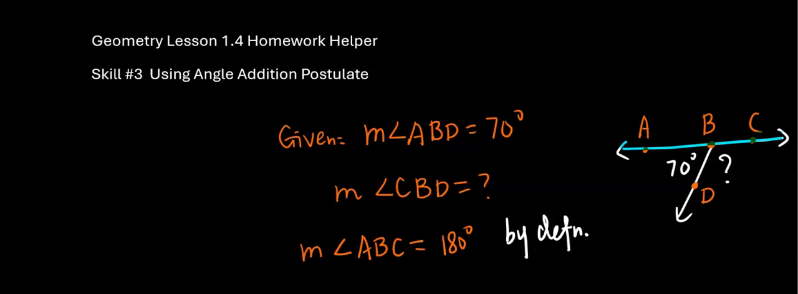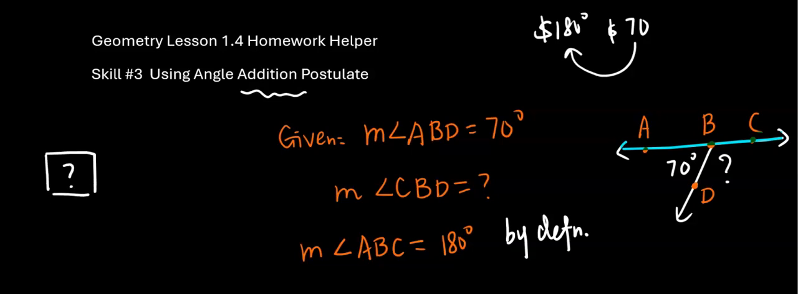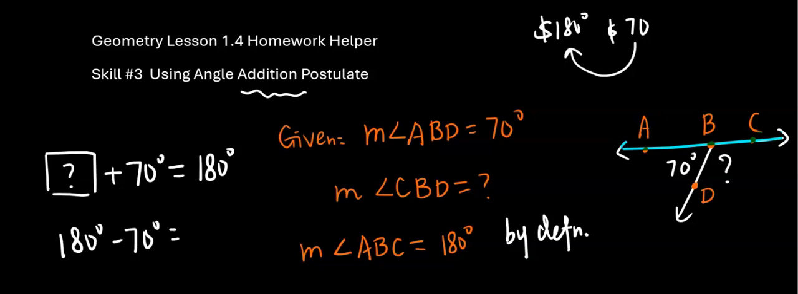Now, think about it. If you have $180 and your brother or sister, your siblings, spend 70, how much do you have left for yourself? Okay, you simply do a one-step subtraction. Or you can think about using addition. Why? Because how much, I don't know, add 70 is the total amount we two can spend. Or you can think about simply minus. Either way, you are using angle addition postulate.